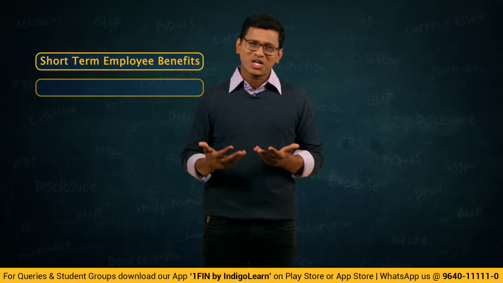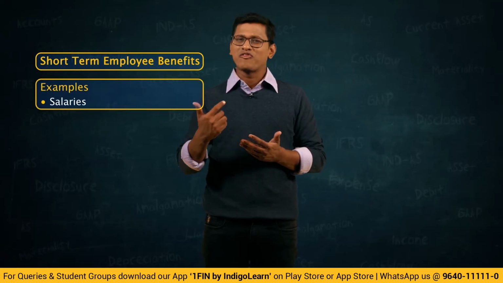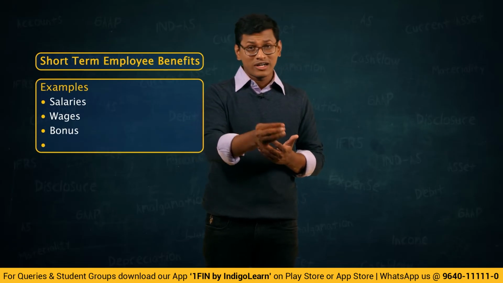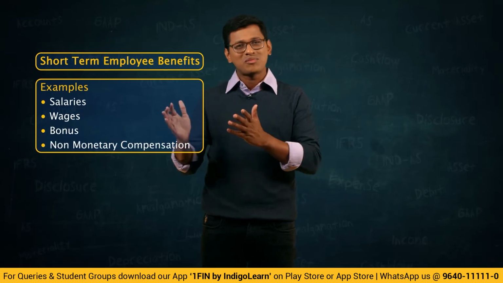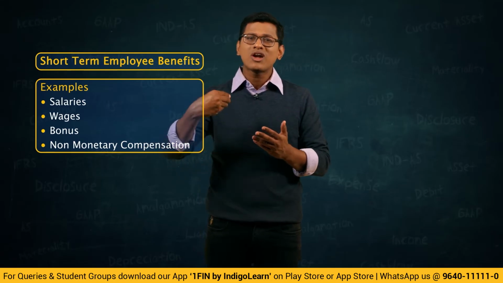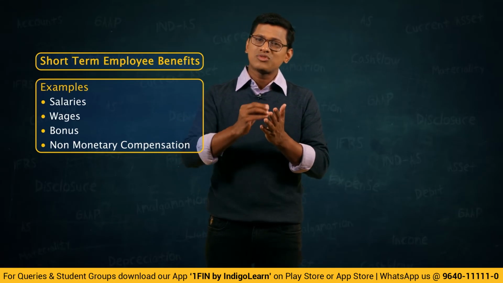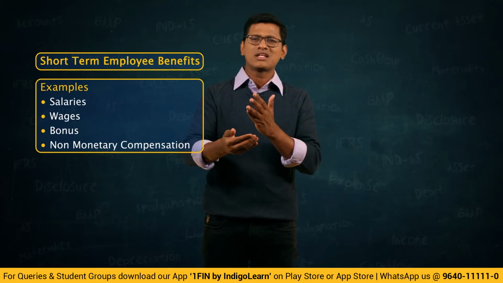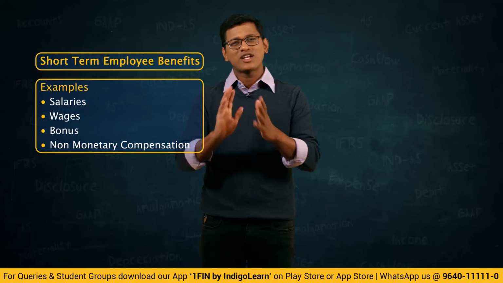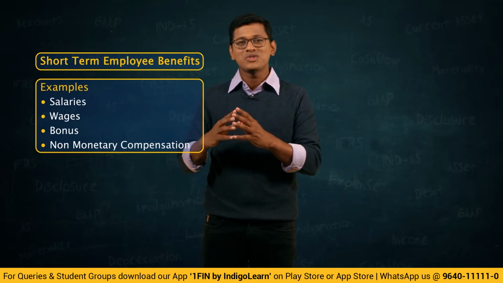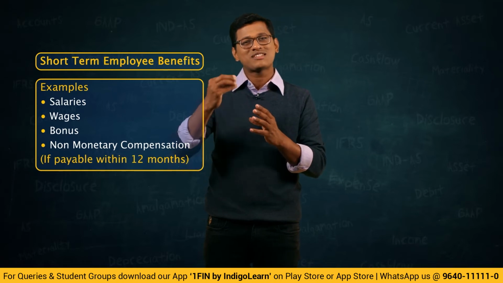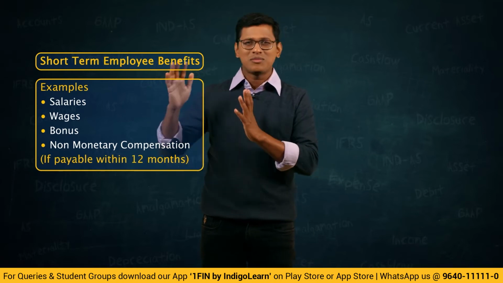What are the examples of short-term employee benefits? Salaries, wages, or any bonuses, some may be non-monetary compensations also. All these come under short-term employee benefits. Now, there can be more words used, like some charges they may call them, or some incentive payments. So by whatever name you call them, all those payments which are going to be due within 12 months from the time that particular service is rendered by the employee will come under short term.